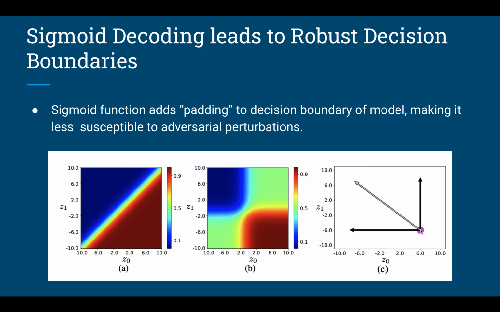So this magenta example here would be classified as class 0 for both the softmax and sigmoid decoding schemes. However, individual perturbations of an individual logit, which is denoted by these black arrows, would result in a misclassification under the softmax decoding scheme, but it would not under the sigmoid decoding scheme. It is only when you modify both Z sub 0 and Z sub 1, so when you modify both logits as denoted by this gray arrow, that you end up with a misclassification under the sigmoid decoding scheme. Oh, also I should mention that the sigmoid decoding scheme is still using the one-hot encoding, which the softmax decoding is also using.